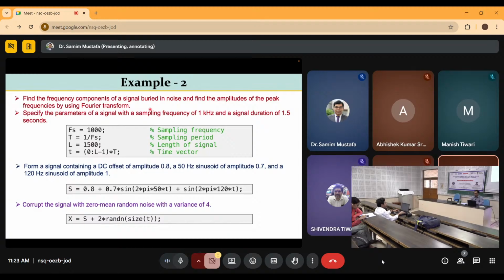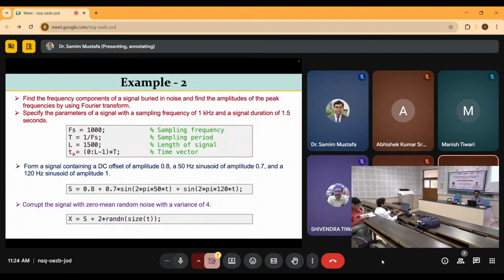Okay. So for example, here specify the parameters of a signal with a sampling frequency of 1 kHz and a signal duration of 1.5 seconds. So how to prescribe this? Fs will be 1000, T will be 1 by Fs, that is the sampling period, and then L will be the length of signal, and small t is going from 0 to L minus 1 multiplied by T. Okay, so you will get the time vector over here. Also you can use the same previous formula to get the time vector.